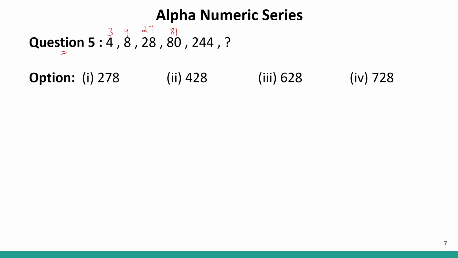Similarly, 244 is very close to 243. So basically, I see 3 raised to the power 1 plus 1, that is 3 plus 1 gives me 4. Similarly, 3 raised to the power 2 is 9, and 9 minus 1 gives me 8. Correct? If I look here, 3 raised to the power 3 plus 1. So, 27 plus 1 gives me 28.